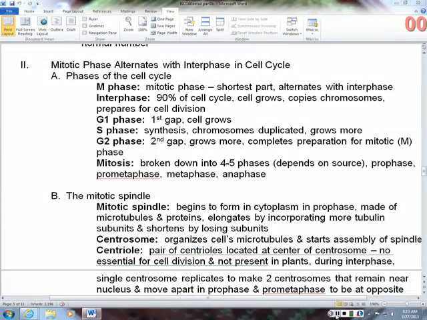When you look at interphase, it's actually divided up as well. M phase is what we call the mitotic phase. It's the shortest part of the cell life cycle. Interphase is 90% of the cell cycle. During interphase is when the cell is growing, it's going to copy its chromosomes, it prepares for division, but that's also when it's doing all of its normal cell type stuff in there.